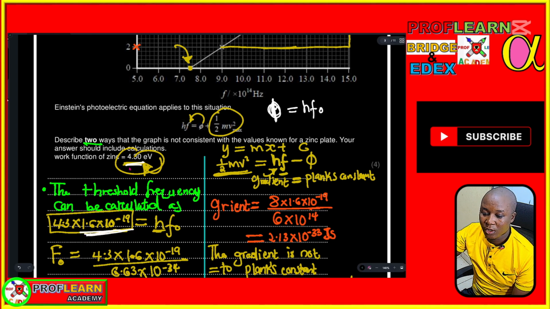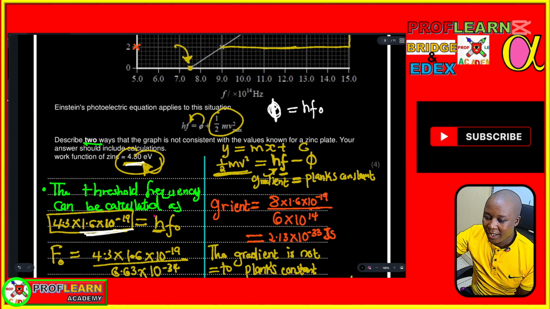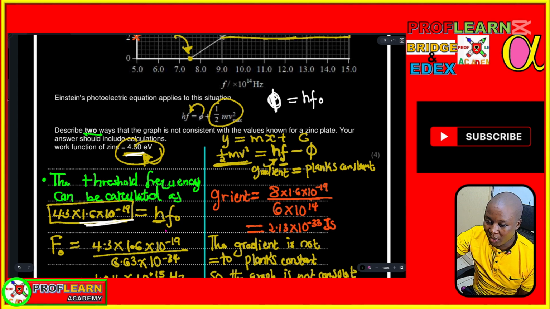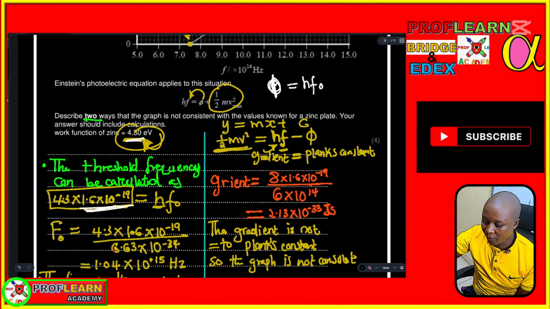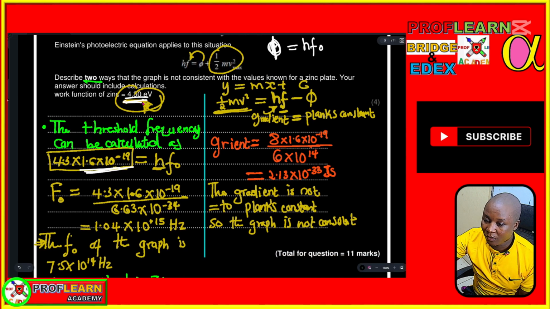So the work function in joules is going to be 4.3 times 1.6 times 10 to the power negative 19, which is equal to hf. h is Planck's constant, but f is the threshold frequency. So in that way, if you work out the threshold frequency for zinc, we are going to get the answer being 1.04 times 10 to the power 15 hertz.